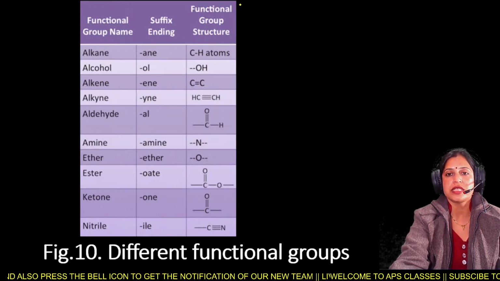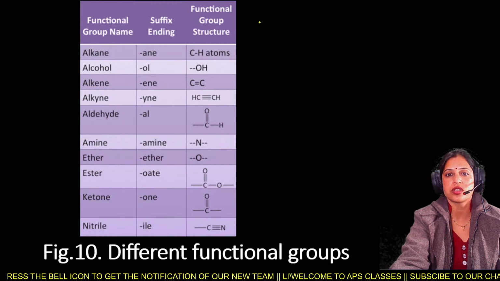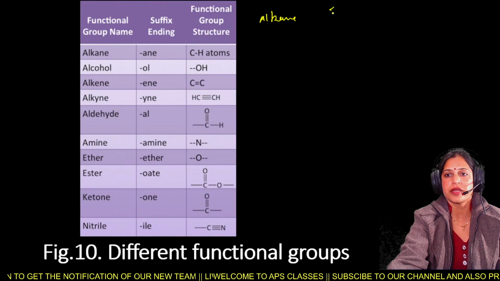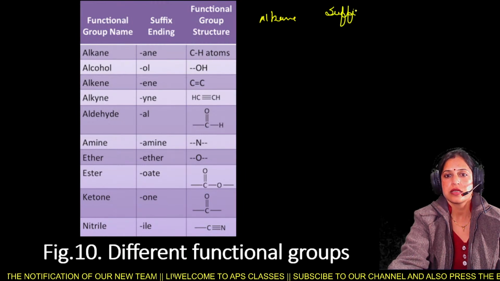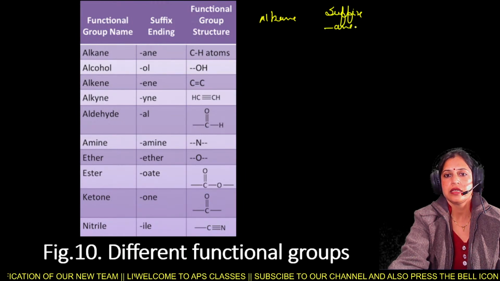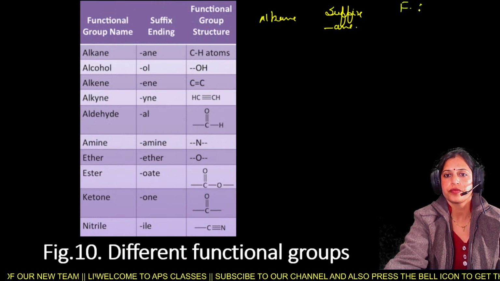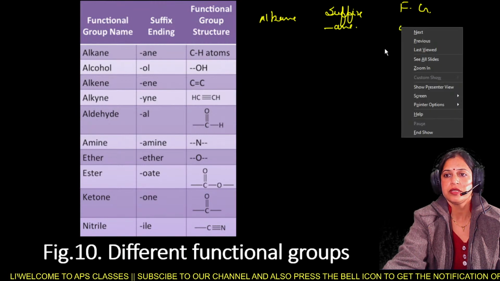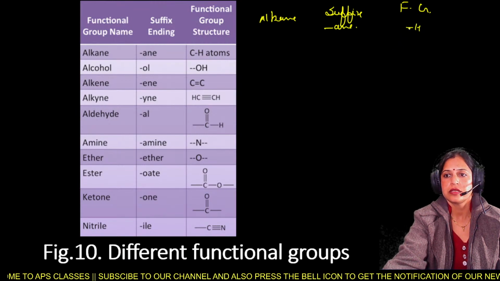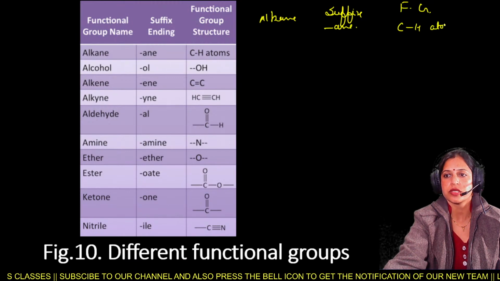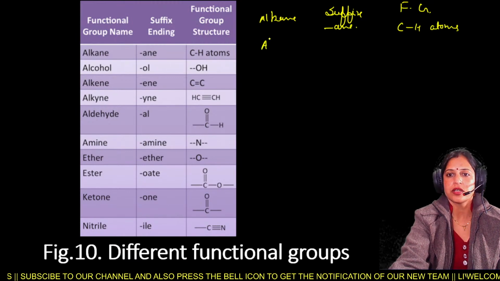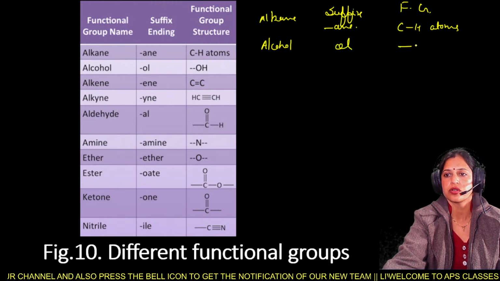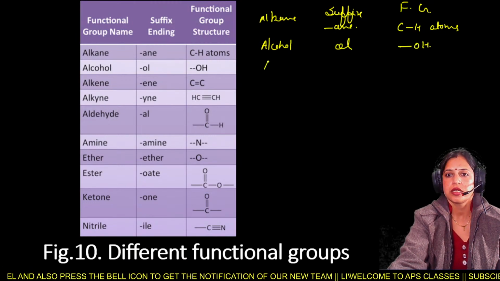Suppose these are the different functional groups. First functional group's name is alkane. Suffix is ane, and the functional group is carbon hydrogen atoms. Second functional group name is alcohol. Suffix is ol and the functional group is OH.